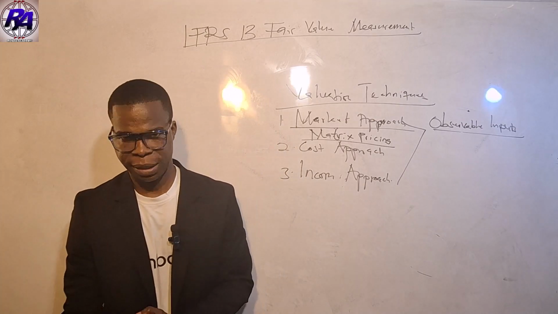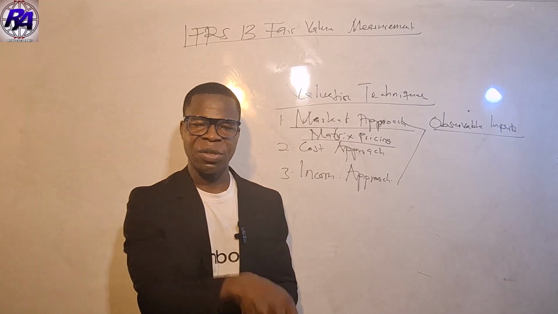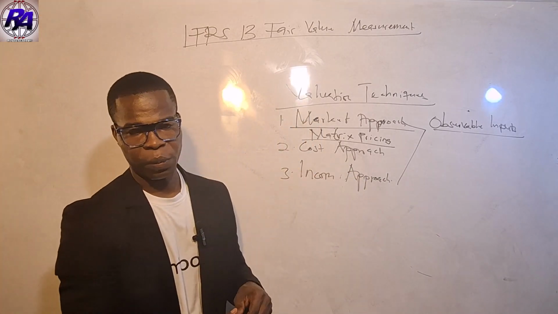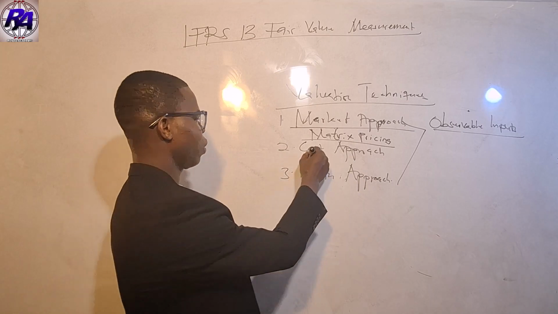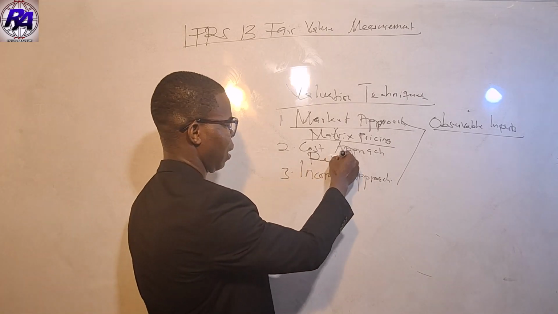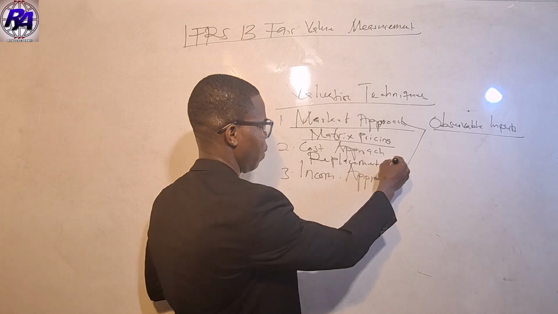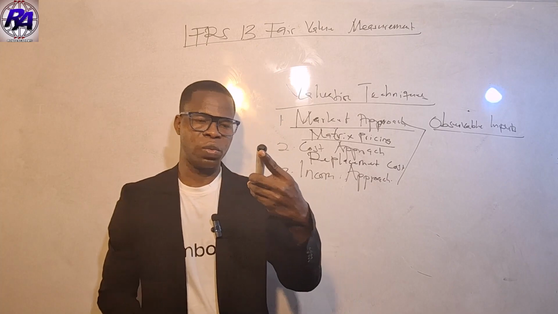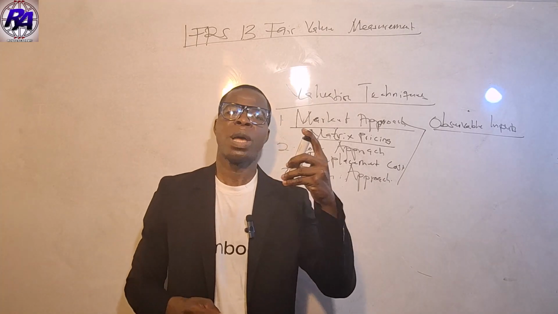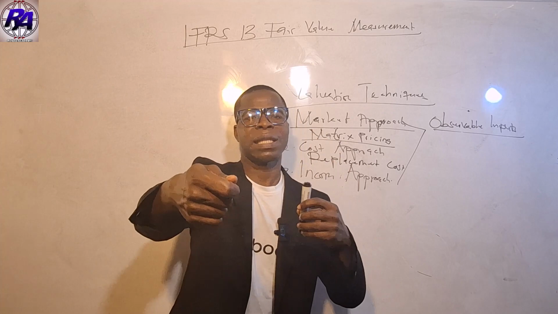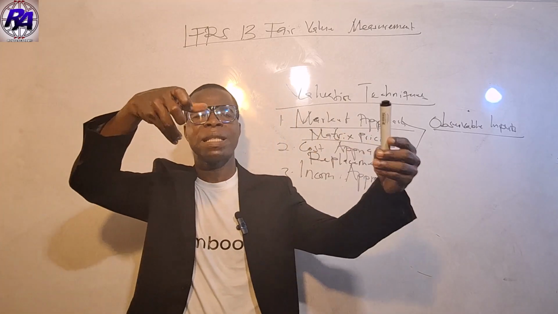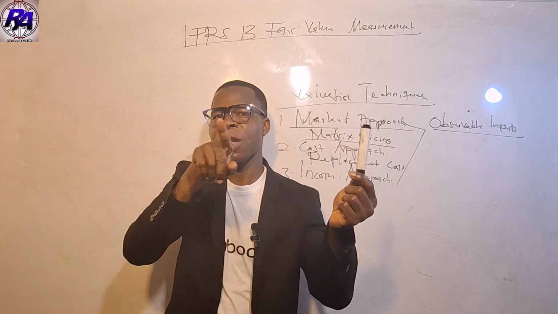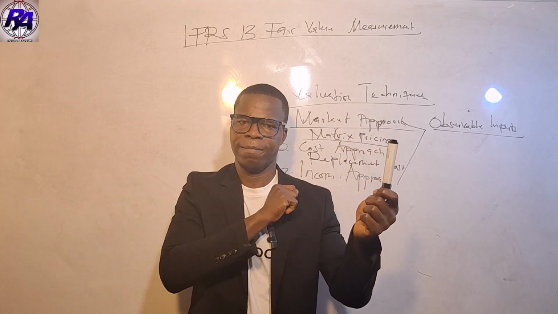Now, the cost approach, it is the amount that is required currently to replace the service capacity of the asset. The amount required currently to replace the service capacity of the asset. That has to do with what? The cost approach. Here, we also refer to it as the replacement cost. Now, assuming that we want to sell this asset, we are looking at the amount that, if we sell this asset, we can get a similar asset which will give us the same service capacity of this old asset, taking into consideration obsolescence.